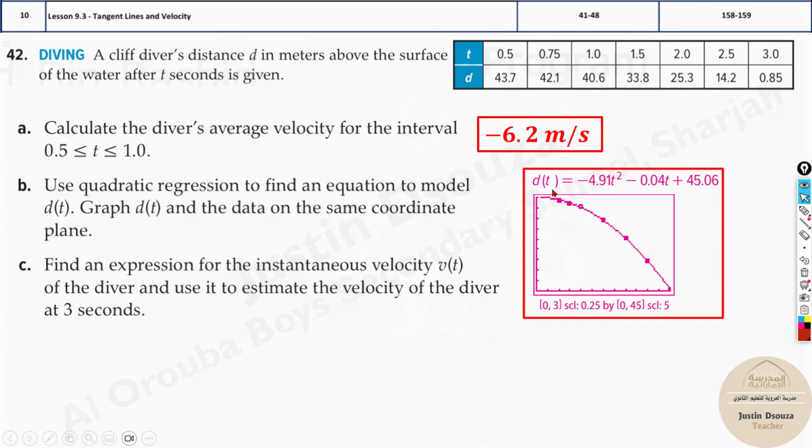At 0.5, what is the value? 43. Then it's going down, down, and it goes down. You can graph this, but you cannot get the exact equation no matter what. So I hope that this particular question will not come.